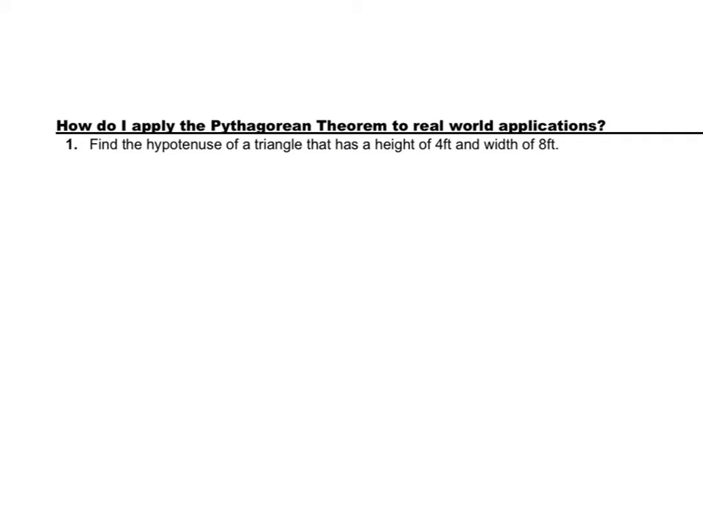So how do I apply the Pythagorean theorem to real-world applications? Number one, find the hypotenuse of a triangle that has a height of 4 feet and a width of 8 feet. What's really important when solving these real-world applications is to draw yourself a picture of what this would look like.